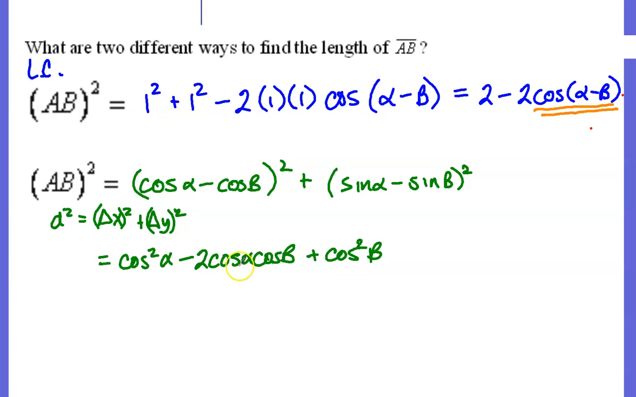Just make sure that you have the middle term. My second quantity squared, again, I have 2 of those middle terms, and then plus sine squared.